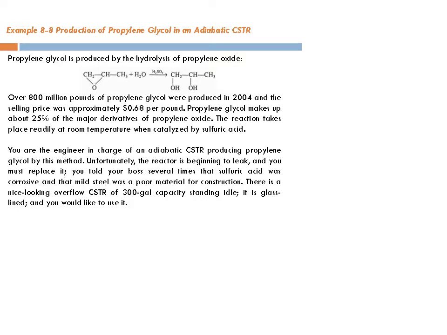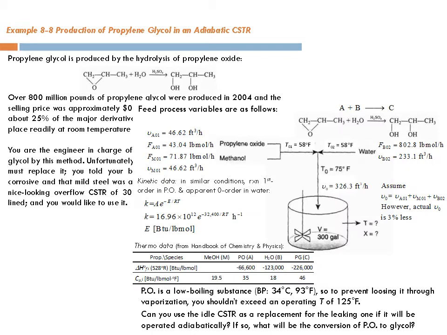Okay, you all recall example 8.8 where we were designing a reactor for the production of propylene glycol, and this reactor, which is a CSTR, is to be operated adiabatically. So we did this exercise and we found the temperature and the conversion in that reactor, which had the volume of 300 gallon, and we had to solve this by solving the energy balance and the material balance simultaneously.